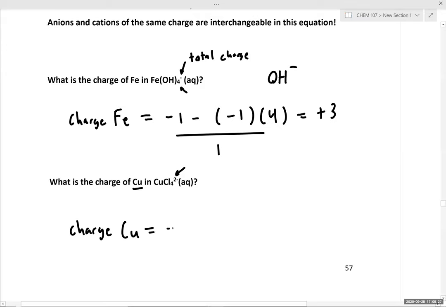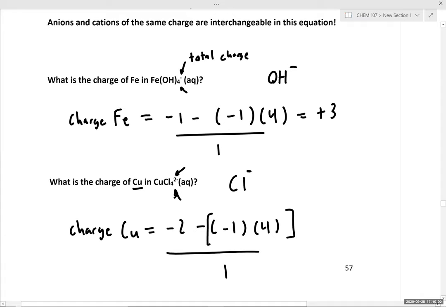So our total charge is negative two. What is the charge of chloride? Negative one. So we plug in negative one. And how many chloride ions do we have? Four. So that in turn, when we divide by the number of copper atoms, gives us a charge of copper of +2.